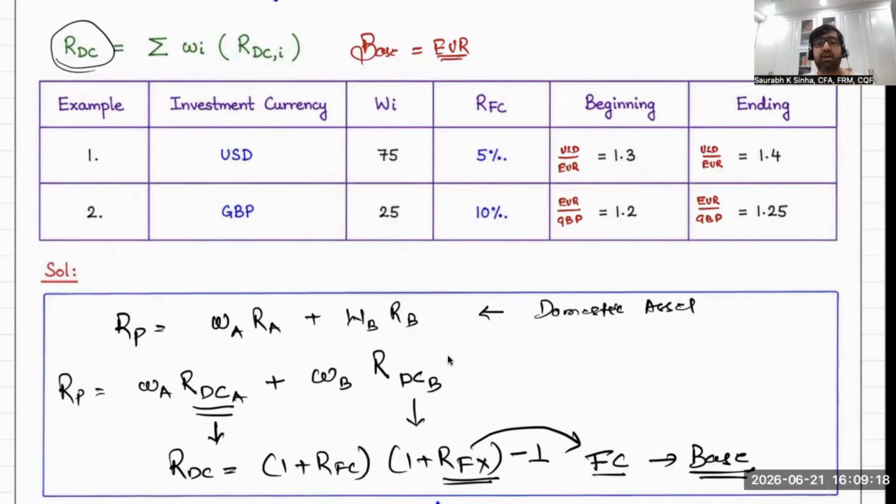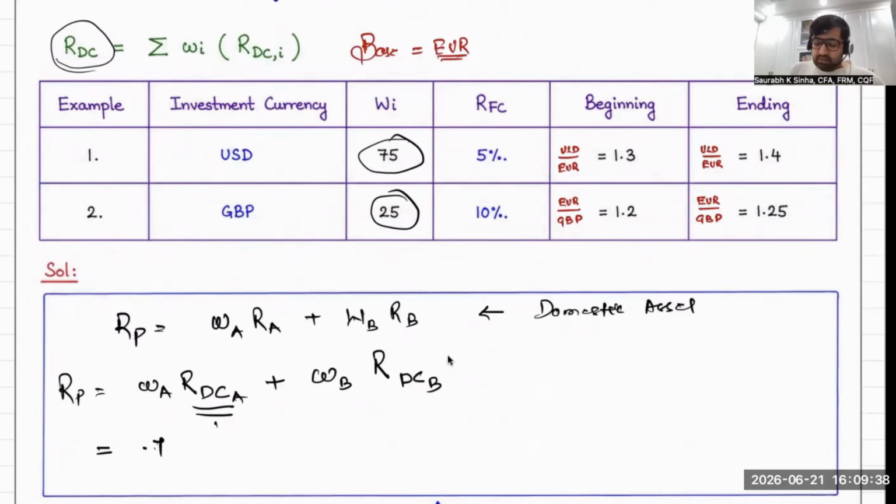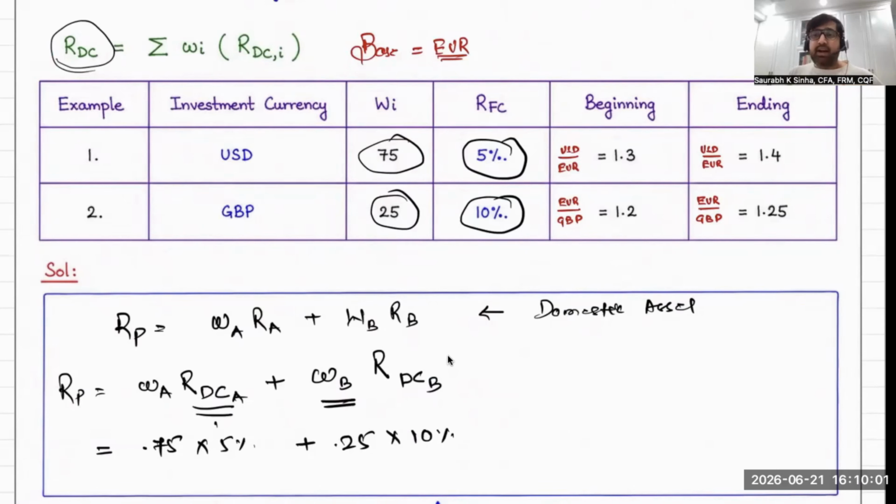So again, I have to apply the formula. Okay. So do we have weights given? Yes, I have the weights, that is 75% and 25%. Perfect. So let's use the weights. If I invest in USD, the weight is 75% of the portfolio, plus the weight in GBP is 0.25. But I don't have RDC, I have RFC for both the investments. I cannot use 5% and 10% directly. I have to convert them into the domestic currency.